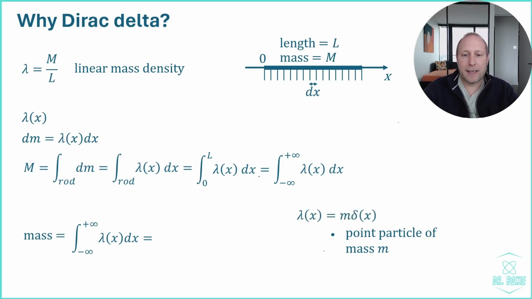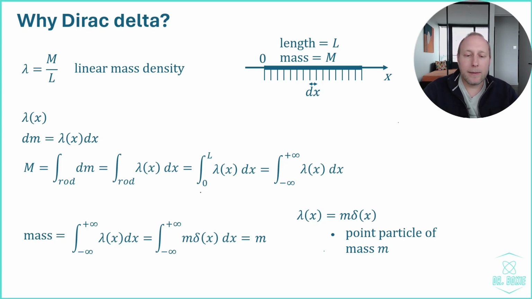So if we define lambda as the mass of the particle m multiplied with delta of x, and we plug that into the integral, what we get is what we want to have. Namely, we can pull the m out of the integral, and we are left with m times the integral of the delta function from negative infinity to plus infinity, which is 1, and so we get m.